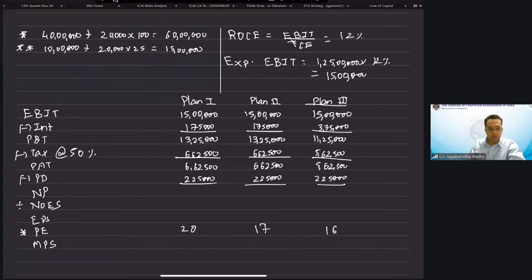So we have the net profit, as in the first case, 4,37,500. Sorry, there's no preference dividend in the first case. There's going to be a preference dividend of 4,75,000. So this is 4,37,500, this is 1,87,500, and finally it is 3,37,500.